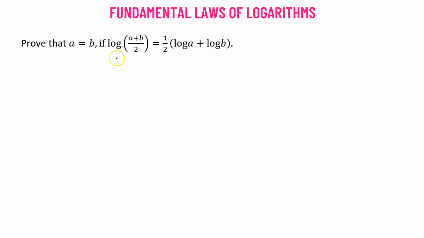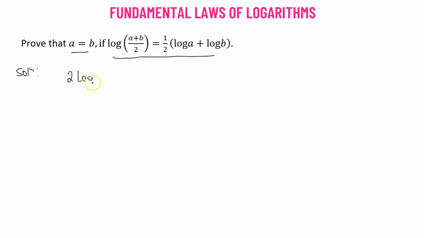In this problem, we are provided with a logarithmic equation: log of (a plus b) over 2 equals half of log of a plus log of b. If this equation is true, then we can show that a must be equal to b. So let us begin. Here I'll consider this equation and multiply both sides by 2 so as to get rid of this half from the right hand side.